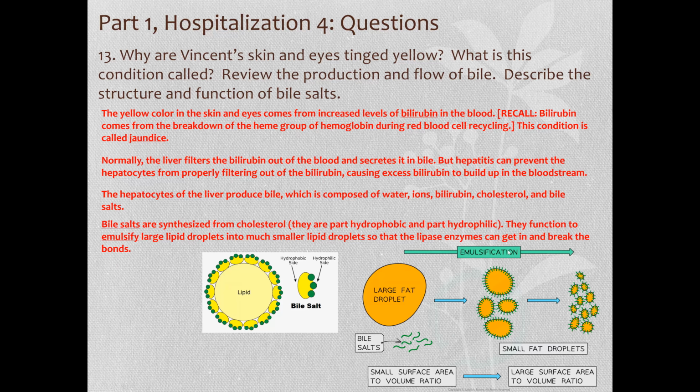So emulsification is the process of taking a large fat droplet and bile salts, and again the bile salts will surround the lipids because of their region of hydrophobicity, and so it's going to break them down into very small fat droplets. So you go from a small surface area to volume ratio to a very large surface area to volume ratio. The bile salts are then reabsorbed by the ileum of the small intestine and then recycled by the liver from the hepatic portal circulation.